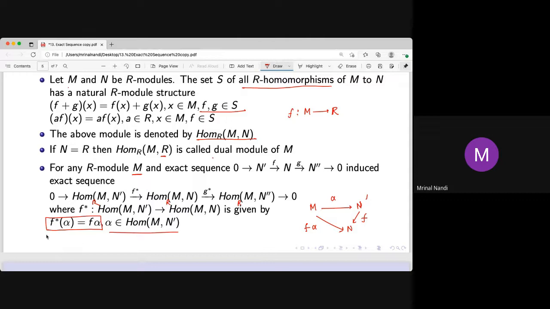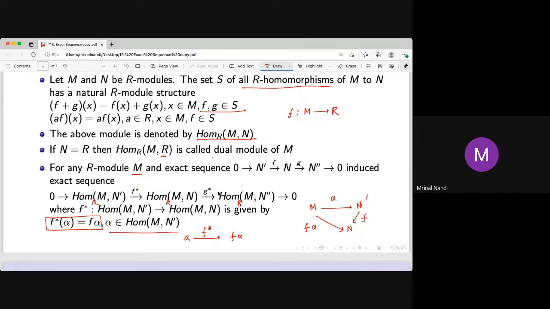Therefore that map f star, whose input is an R homomorphism, gives output f compose alpha, which is another R homomorphism. So alpha goes to f compose alpha. It is not f times alpha, it is f compose alpha. The input of f star is an R homomorphism from M to N dash, and the output is also an R homomorphism from M to N. So we define it like that.